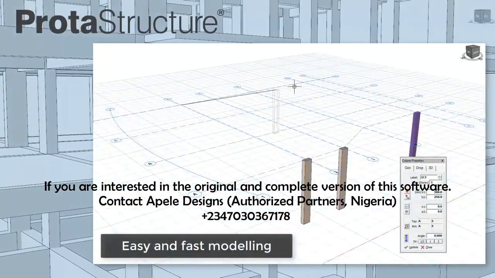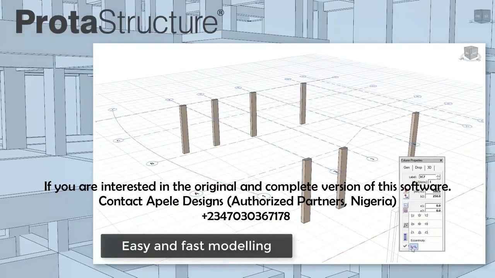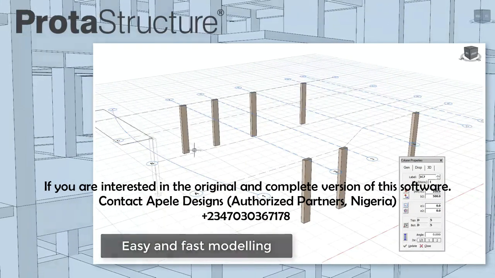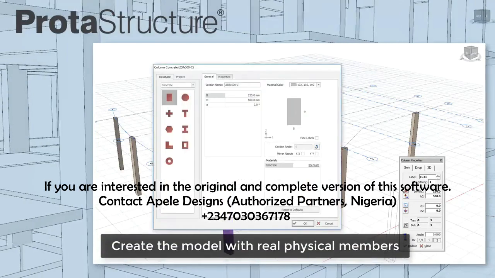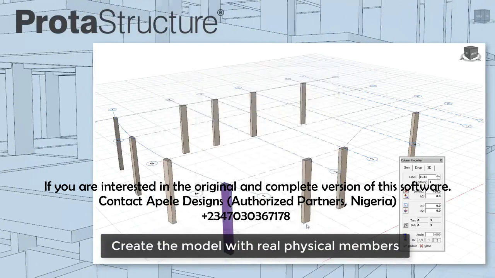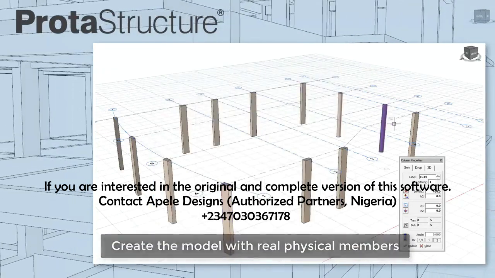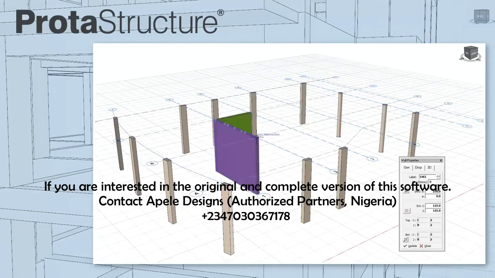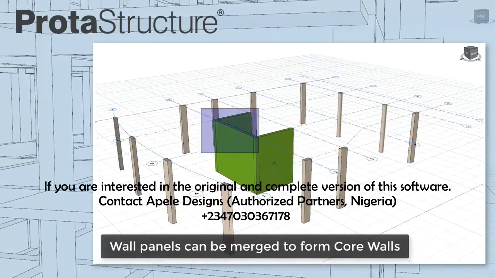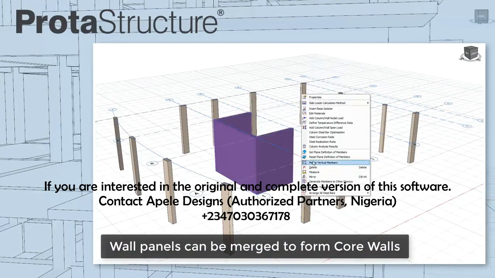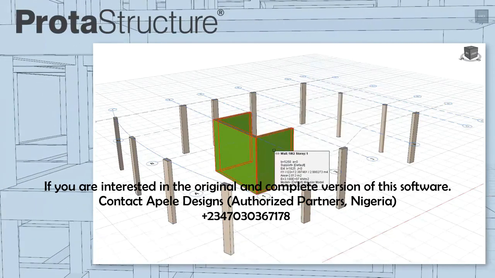Let's take a look. We've made modeling easy in Prota Structure by using real physical members with dynamic input. Here, I can insert physical columns by picking a node at an axis intersection or windowing a region. Wall panels are inserted by picking 2 points. For efficient design, wall panels can be merged to form core walls.